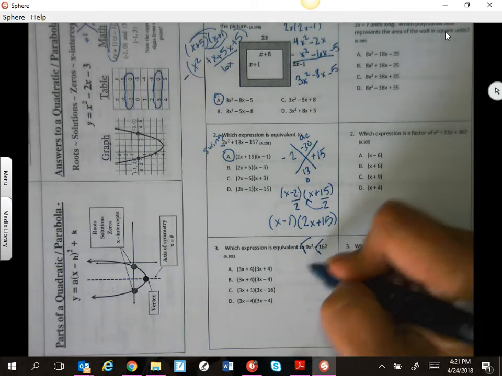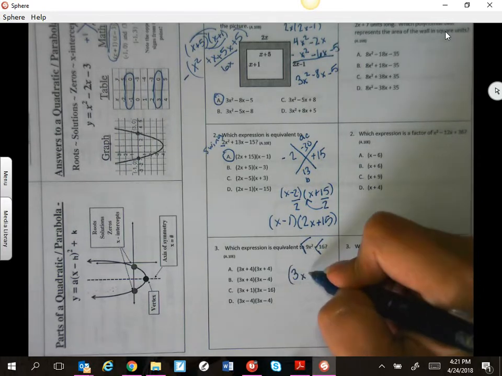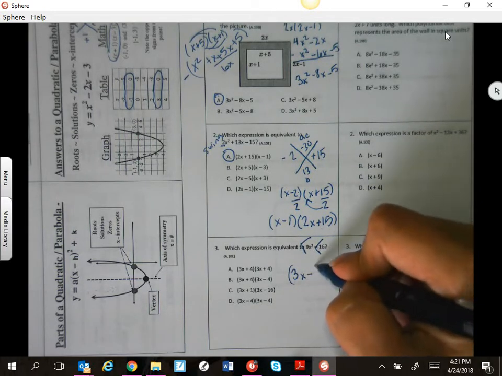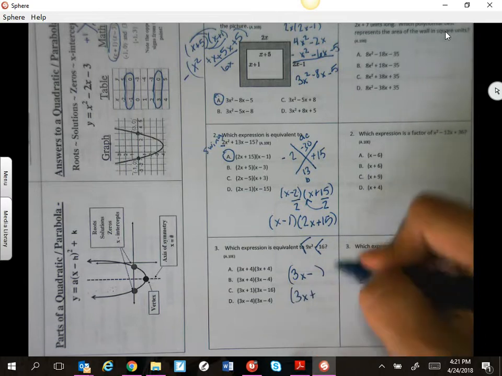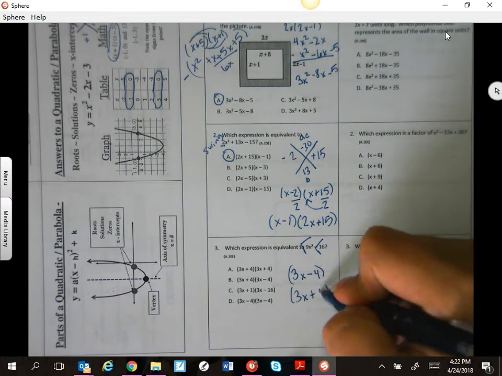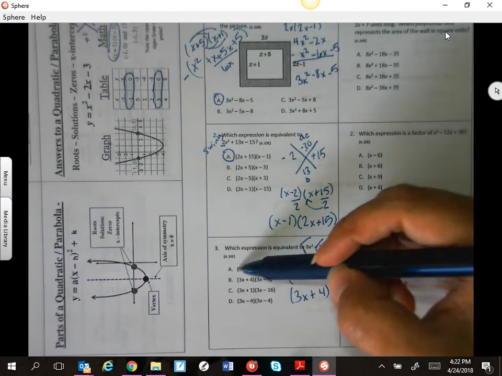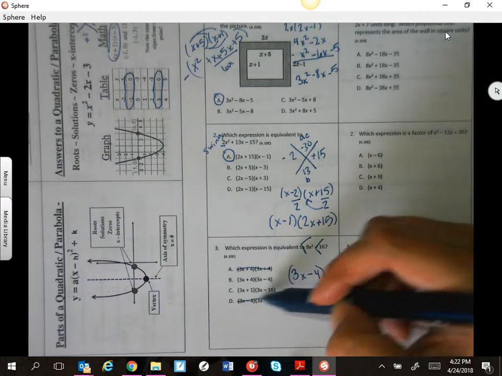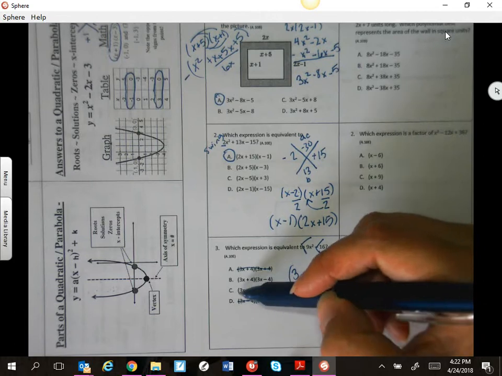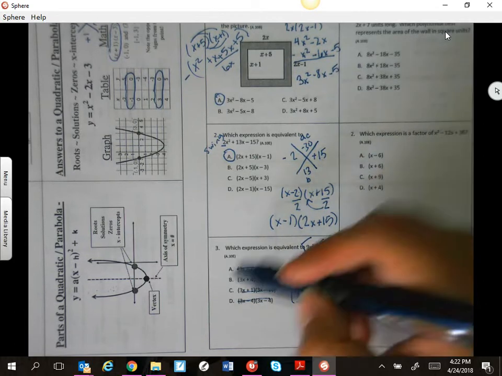The square root of 9x is 3x. It's a minus, so my signs are going to be different. Square root of 16 is 4. So it can't be this one because the signs are the same, and again, the signs are the same. It won't work. They have to be the same values. It has to be b.